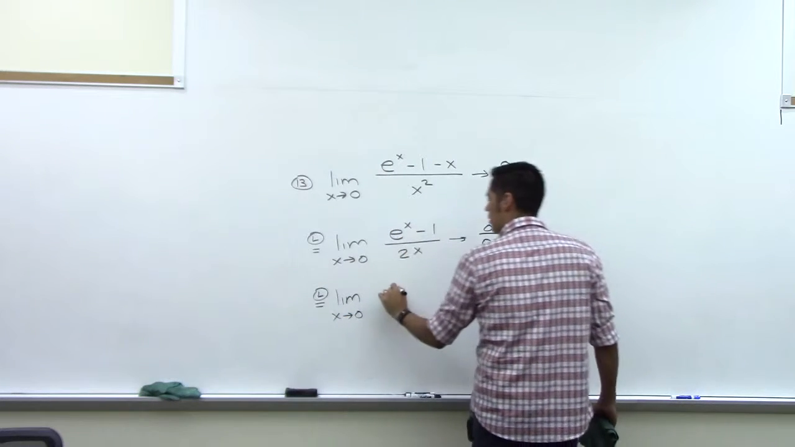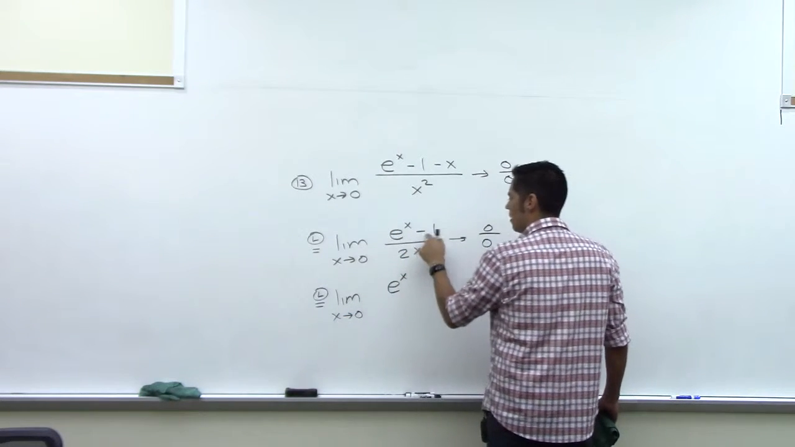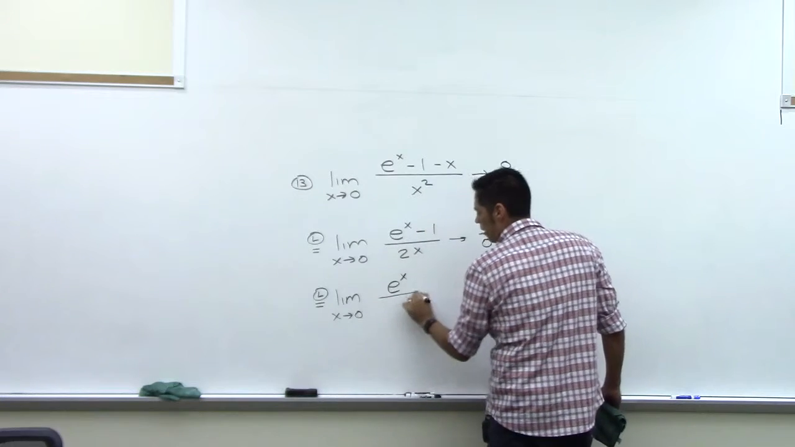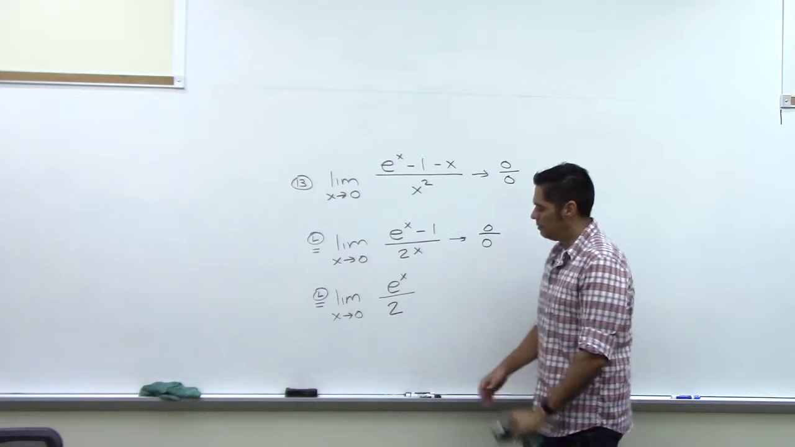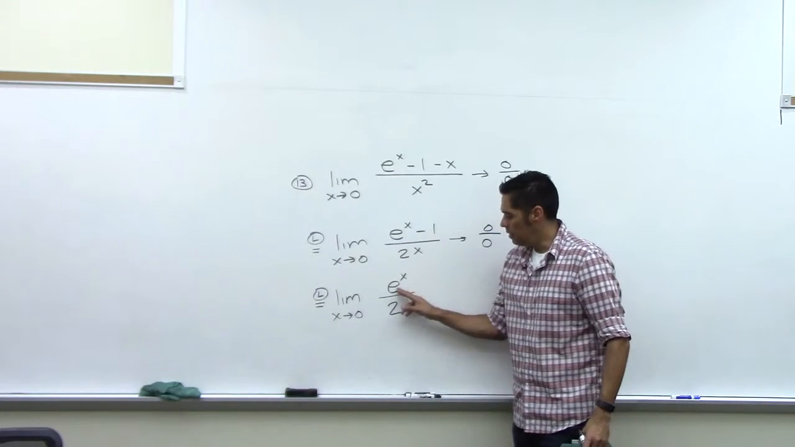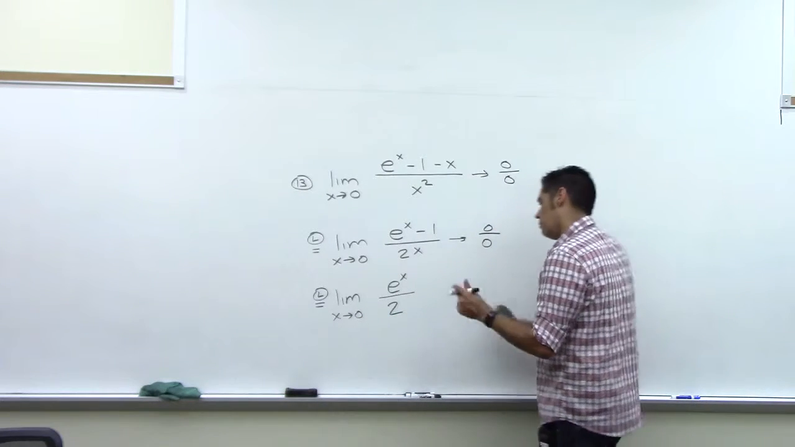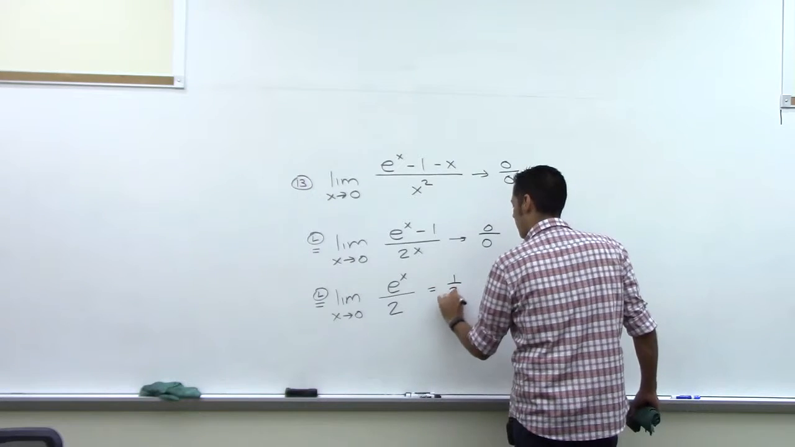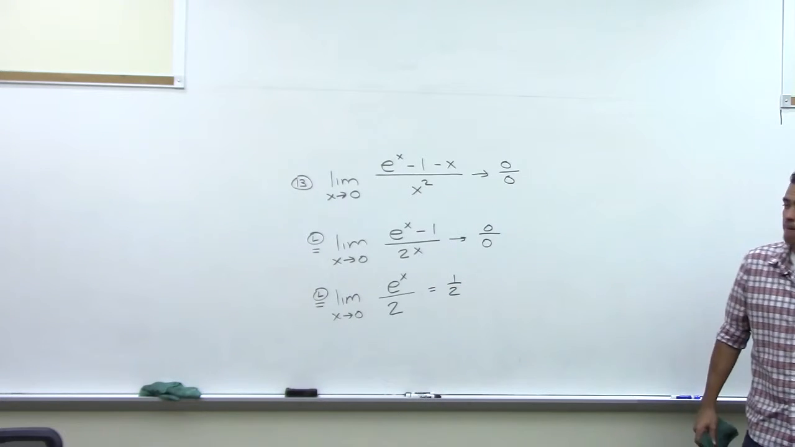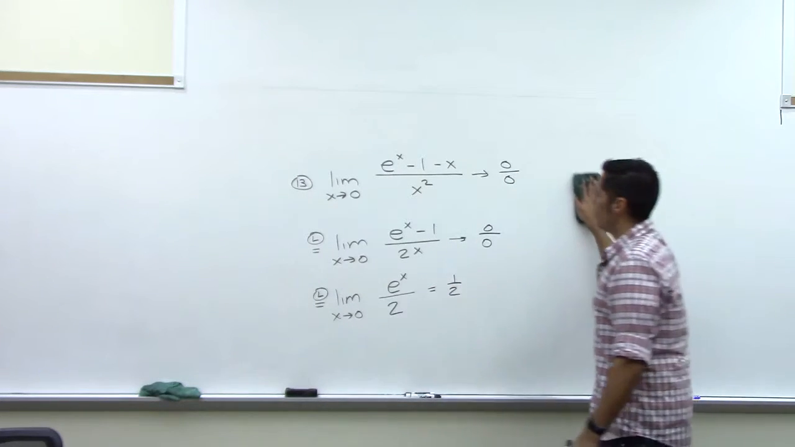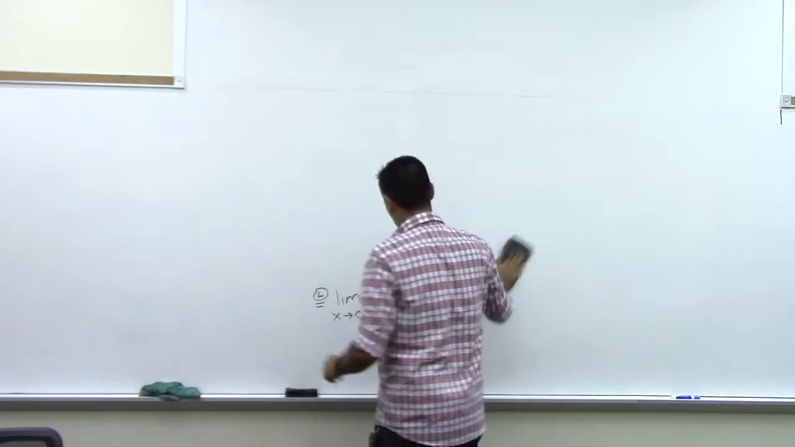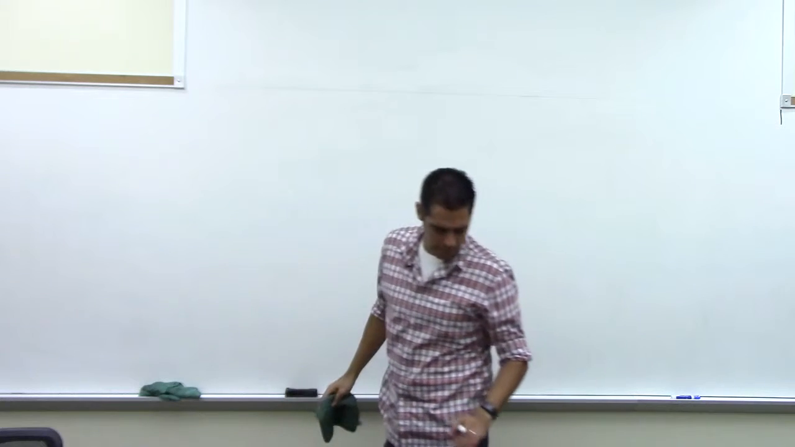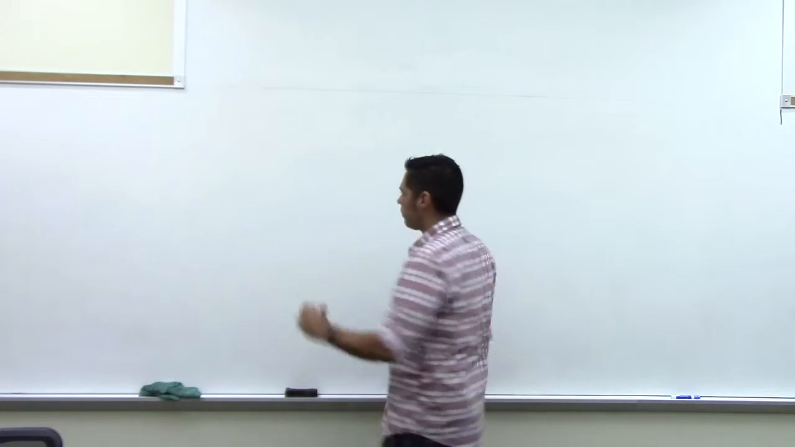Derivative of e to the x is itself, minus derivative of 1 is 0, so there's nothing there. Derivative of 2x is 2. And now let x go to 0 again. So e to the 0 is 1, 1 over 2, that's just 1/2. I'm knocking these out. All right, number 14.